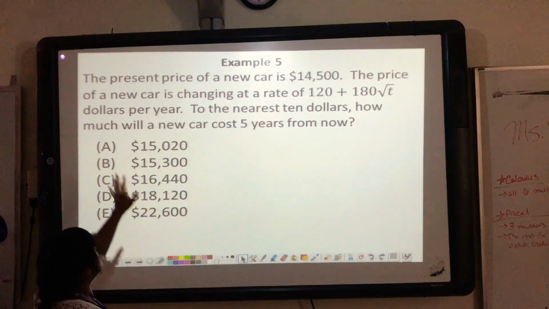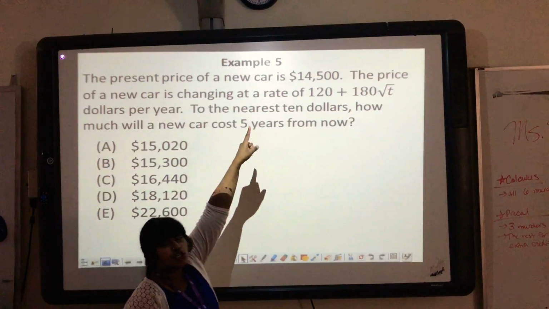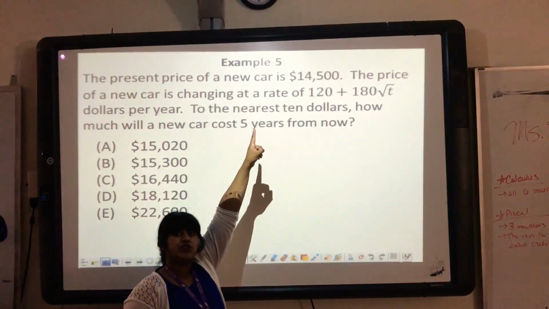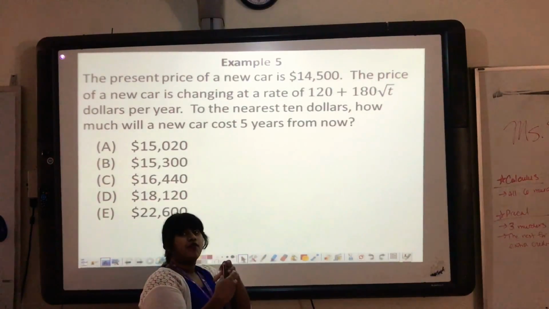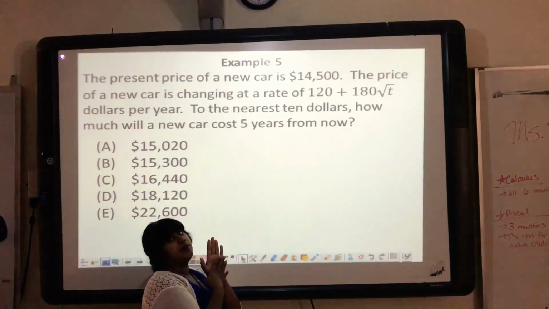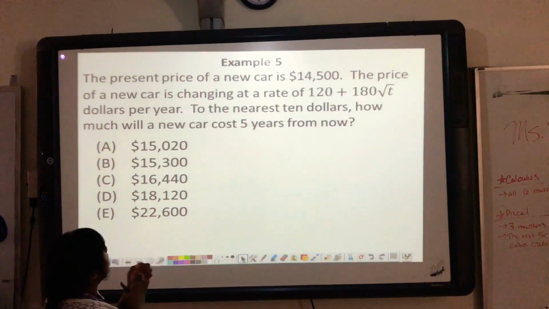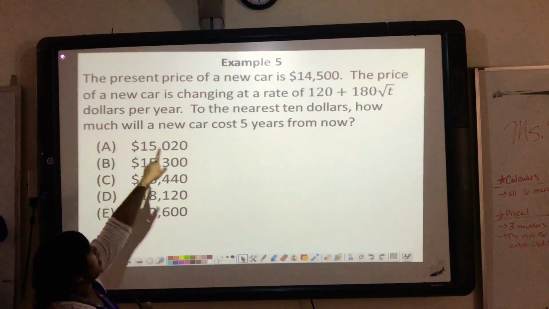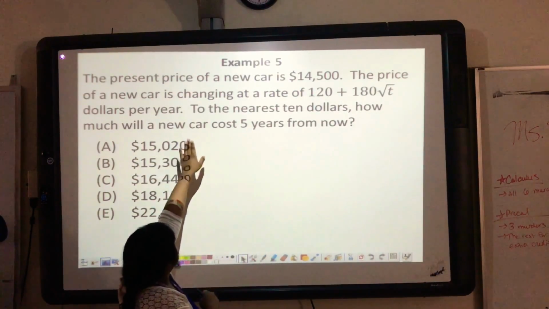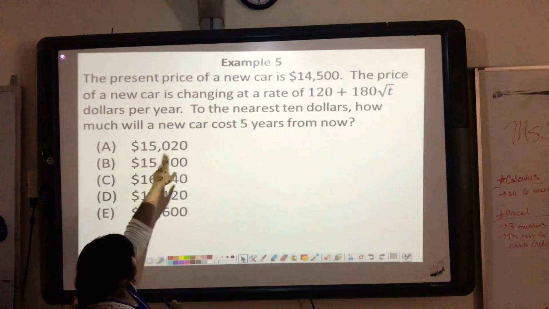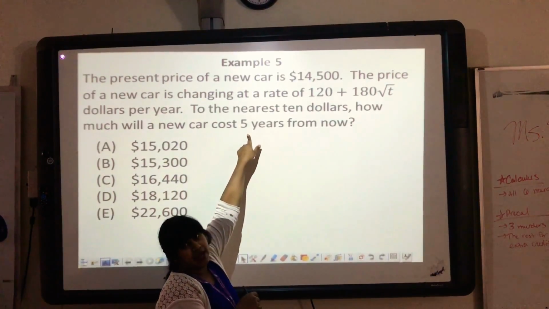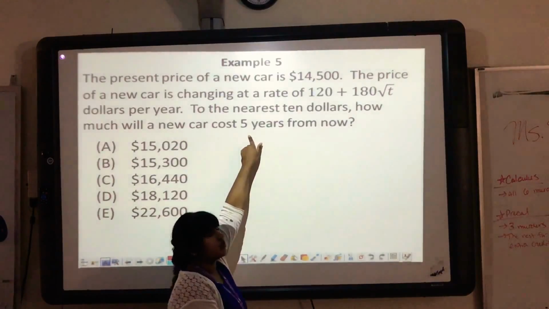Here's our next question, example 5. So here we have an initial value. If we have an initial value, whatever we solve for still has to be added on, depending on the question, of course. So we have a rate given right here, and we know we're looking for how much it will cost 5 years from now. So that is saying at 5 years from now.